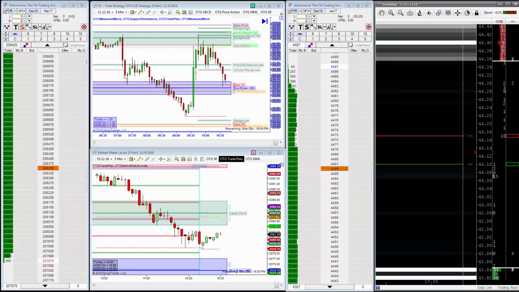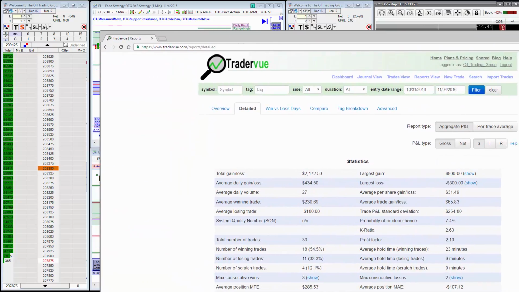But we ended up catching a really nice winning trade. In fact, we missed having really a home run trade by just getting stopped out before it turned around and ran the other direction. But it was still a really nice trading day and a really good trading week. So let's talk a little bit about those numbers right now.